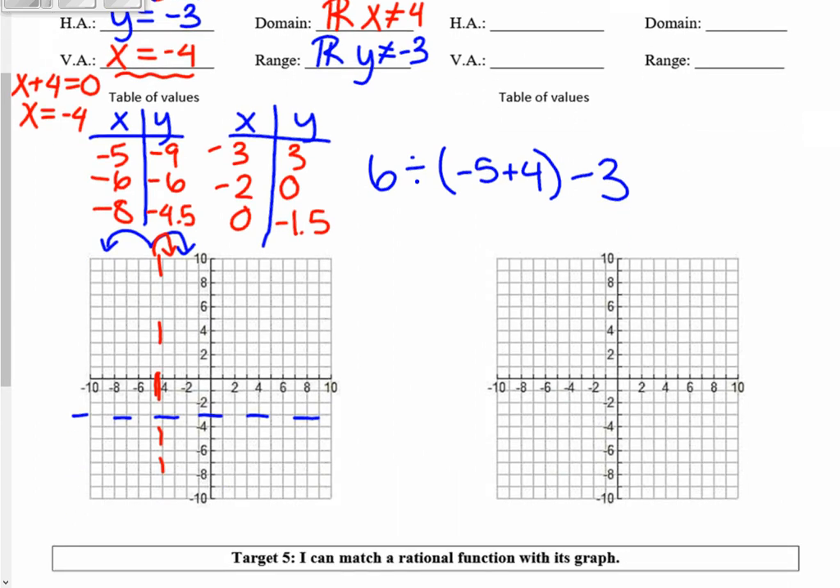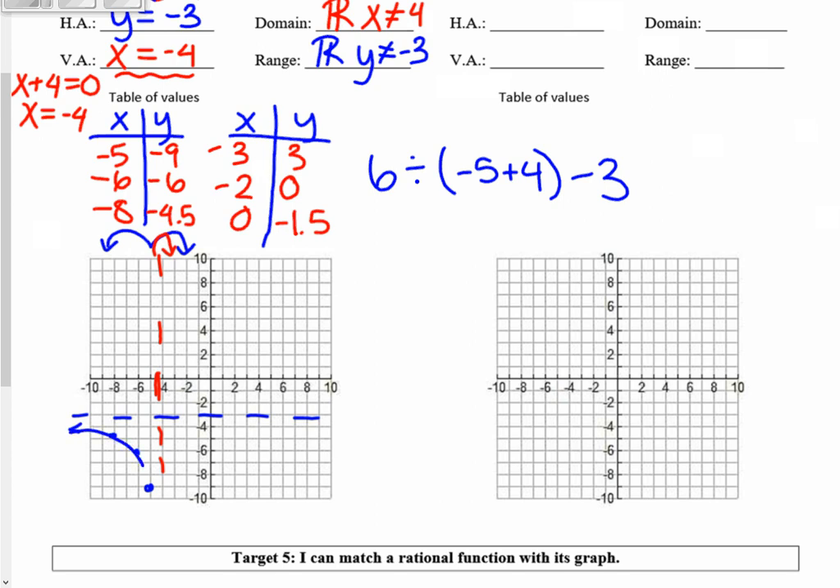So now we're going to go ahead and graph these. So remember, each table there represents one of my branches. So on the left-hand side, I have -5 at -9. So -5 is my x value, -9 is my y value. Sorry, just graph that at -7. For my next point, I have -6, -6. And then I have -8, -4.5.